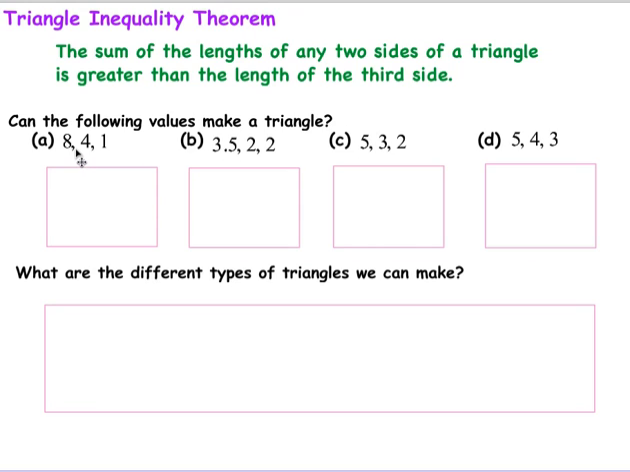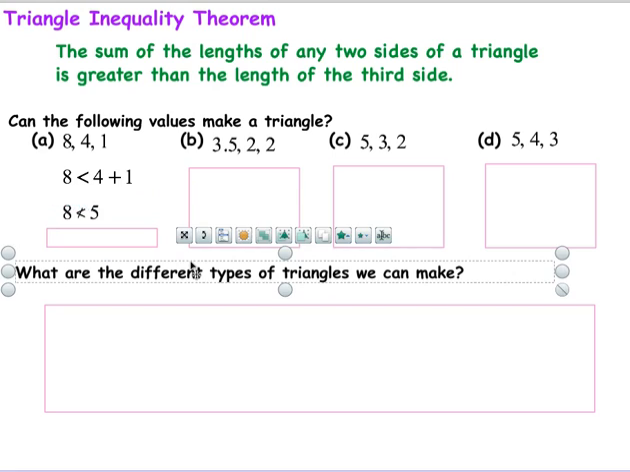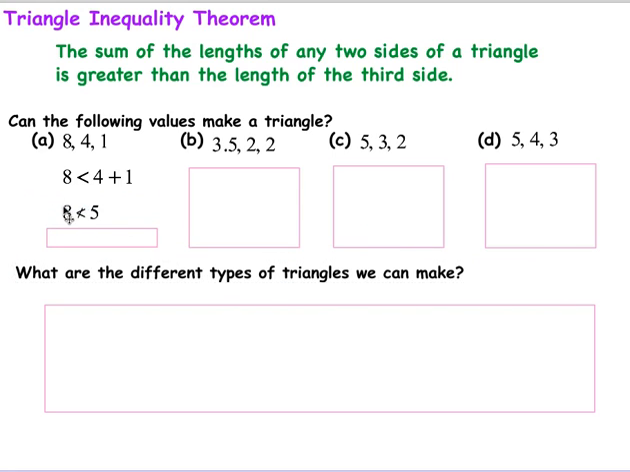We have these measurements, 8, 4, and 1. And I am going to check if the two smaller sides are greater than the third side. If not, then we cannot form a triangle. So is 8 less than 4 plus 1? 4 plus 1 is 5. So 8 is not less than 5. That means that we cannot make a triangle here.